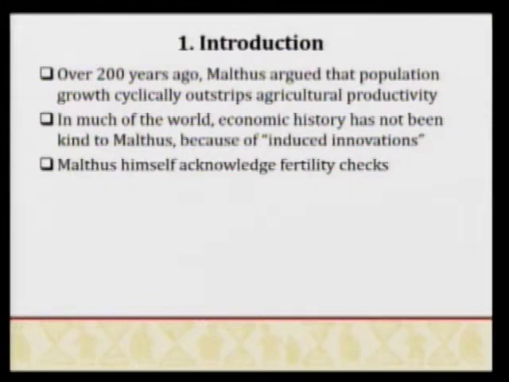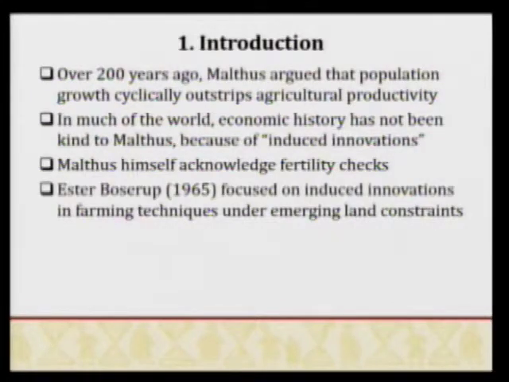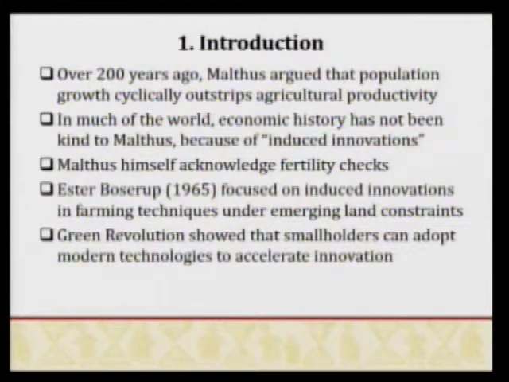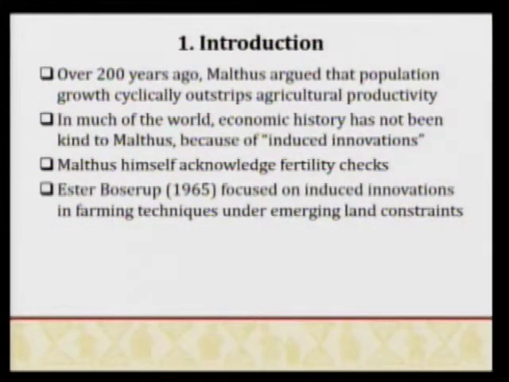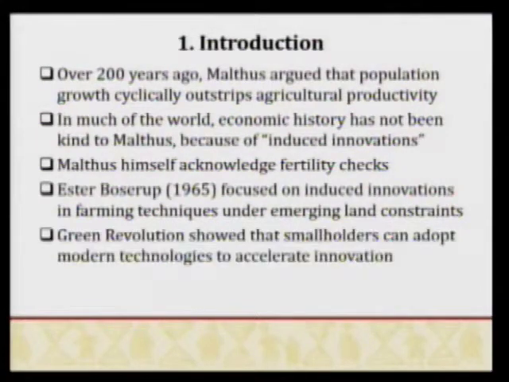So first, Malthus himself acknowledged fertility checks. Populations don't have to grow very rapidly. People can control their fertility behavior. Second, Esther Boserup, whose name appears in our special issue title, focused on induced innovations in agriculture. As land disappears, people learn to intensify agriculture to get more out of the land. That also sparked a literature on induced innovation in other contexts and so on.